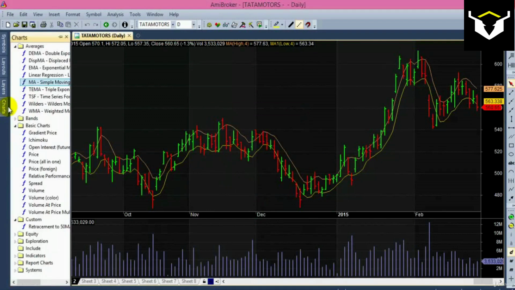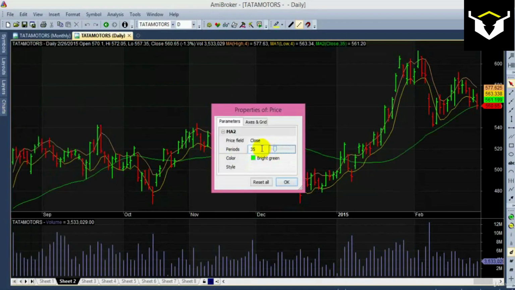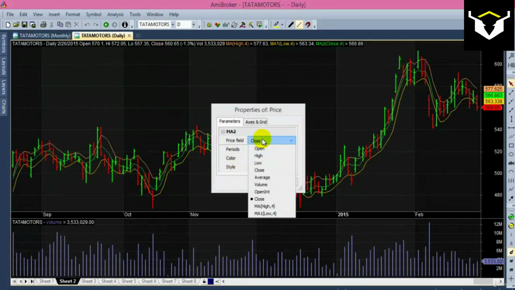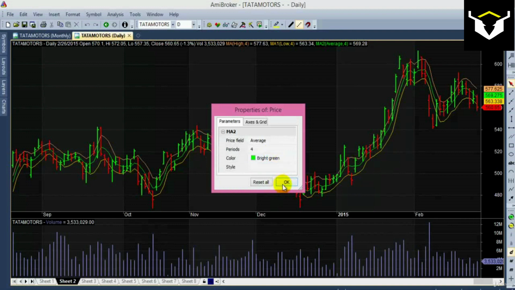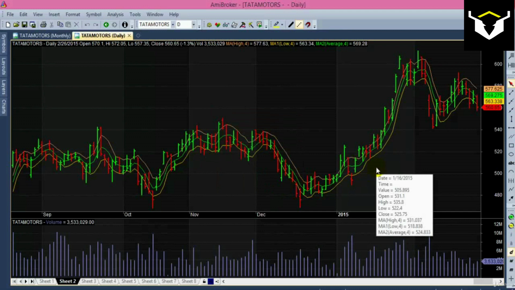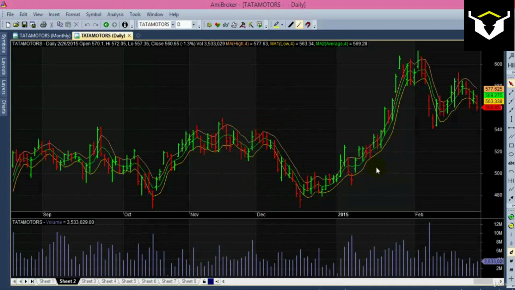Gold will do. Next we will plot again a simple moving average for the same period of 4, and for the price field we will take average. What does average do? It takes high and low and divides it by 2. So that becomes our average. And for color we will keep bright green. So you can see I have plotted the same simple moving average with the same look back period, that is a 4-day simple moving average, but using different price values. For the first one, the beige one, I have used high. For the golden one, I have used low. And for the green one, I have used average.